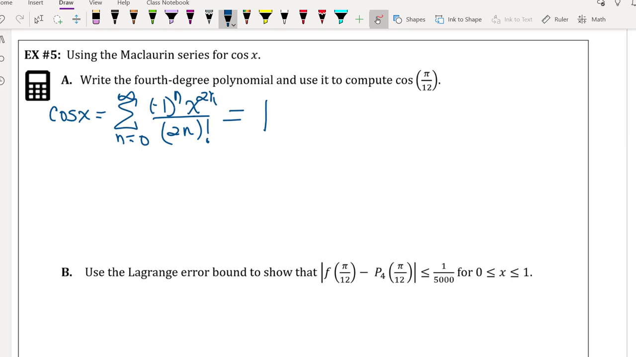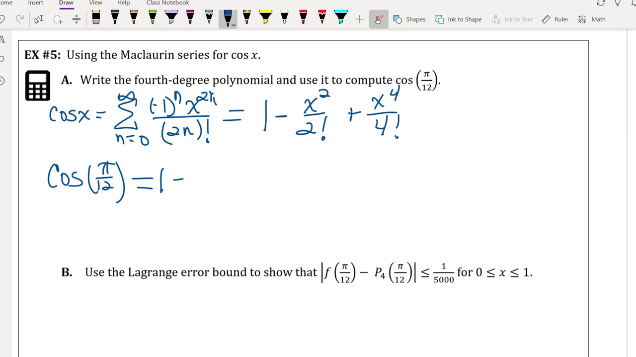So we have 1, the first term, minus, when we put 1 in, we get x squared over 2 factorial. And when we put 2 in, we get x to the fourth over 4 factorial. So that's the fourth degree polynomial. So we're good there. Now we're going to use that to estimate cosine of pi over 12.